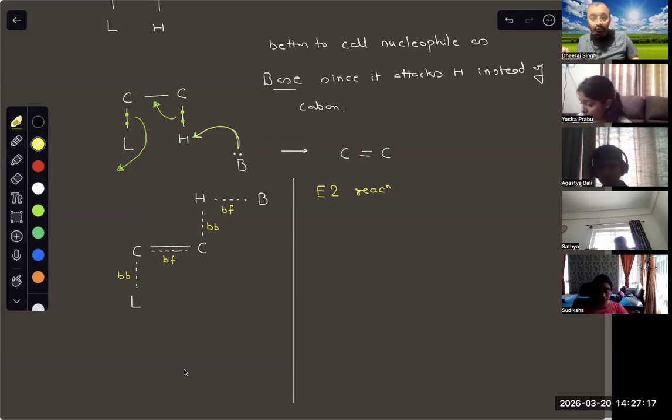You need a good leaving group, which can leave on its own when the base attacks. You can't have acid and base together in a mixture and say, okay, base will attack hydrogen, acid will catalyze the alcohol and then it becomes a good leaving group. It doesn't happen like that. Okay? So please write down: E2 reaction needs a good leaving group.